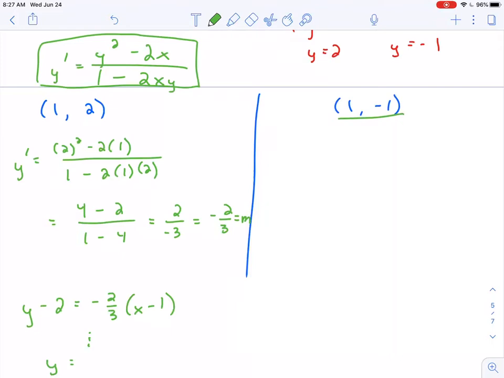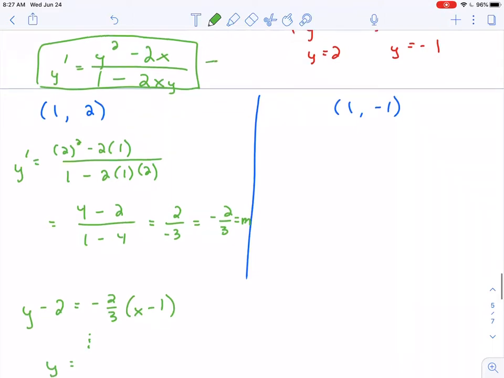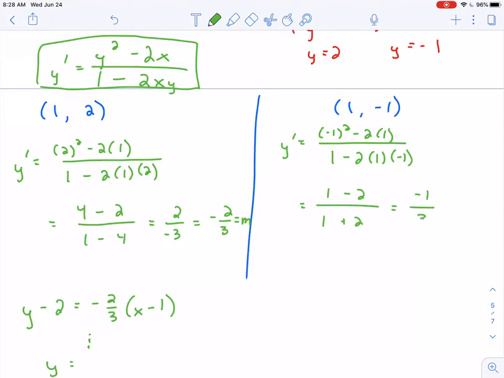Over here at (1, negative 1), since we have a different point, we are probably going to have a different slope. So I'm going to plug this point again into my derivative, y prime. So y prime equals y squared, that's negative 1 squared, minus 2 times 1, divided by 1 minus 2 times x, that's 1, times y, which is negative 1. So I have 1 minus 2 divided by 1 plus 2. So 1 minus 2, that's going to be negative 1, and 1 plus 2, that's 3. Negative 1/3, that is my slope.